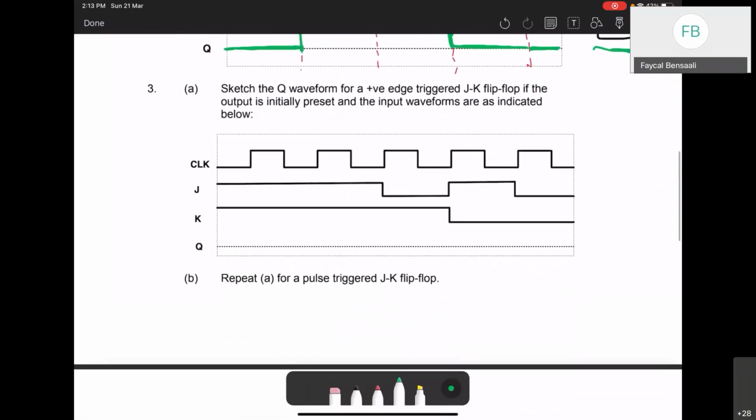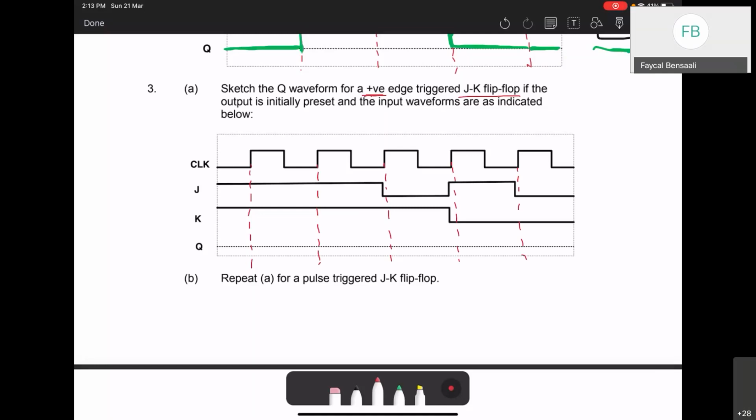Next one, question 3. This is a JK flip-flop. We say positive edge trigger, which means I need to mark the rising edges. Those are the rising edges here, right? Is this clear?